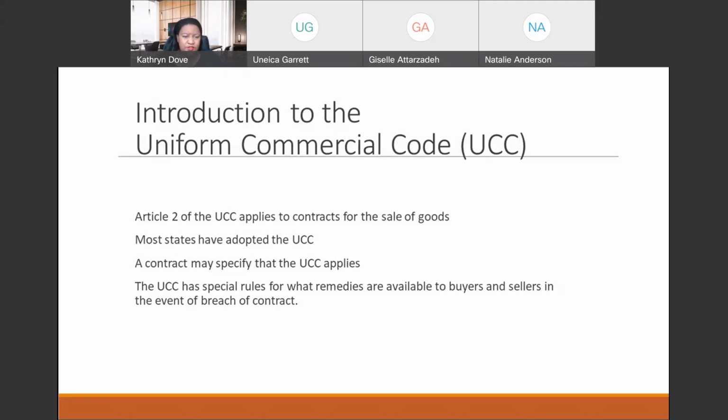A contract for services would not be governed by the Uniform Commercial Code because those special rules would not need to apply. For example, if I hired Britney Spears, Free Britney, if I hired Britney Spears to sing at my birthday party, that's a personal services contract. It would be governed by the common law, the good old-fashioned common law. The Uniform Commercial Code would not apply to a service contract like that.